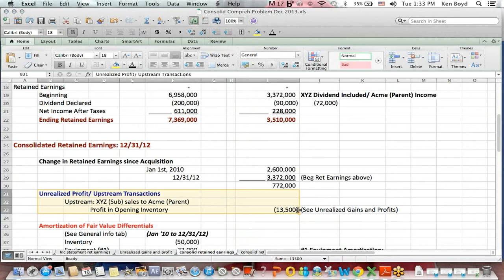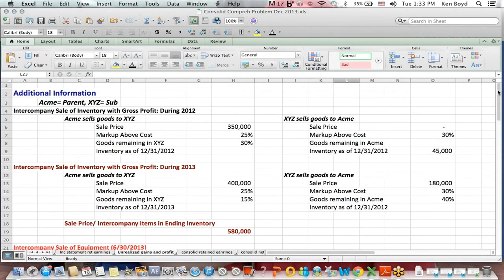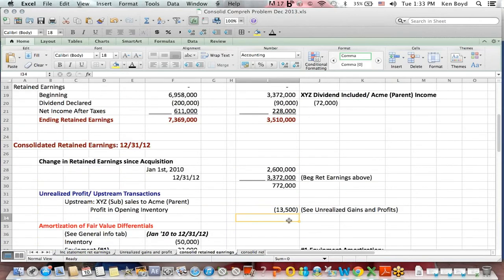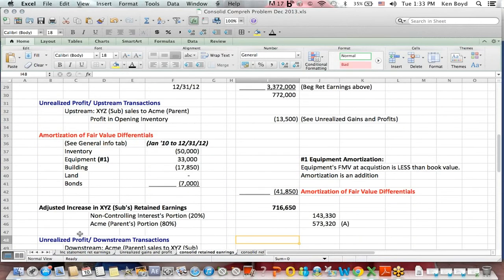Now, if I keep going, we have to eliminate an unrealized profit because we're starting with XYZ's retained earnings. XYZ had an upstream sale to the parent of inventory. That inventory had a profit in it, and that has to be eliminated. It's $13,500. If I go to this tab, unrealized gains and losses, there's that upstream sale and opening inventory, sub XYZ to Acme. So that's the $13,500.